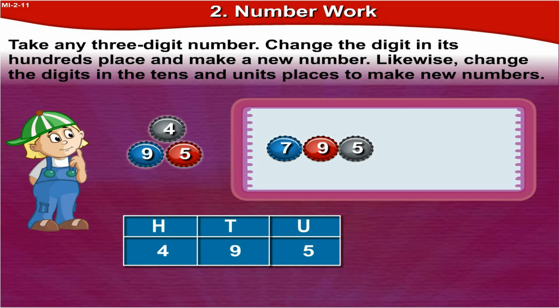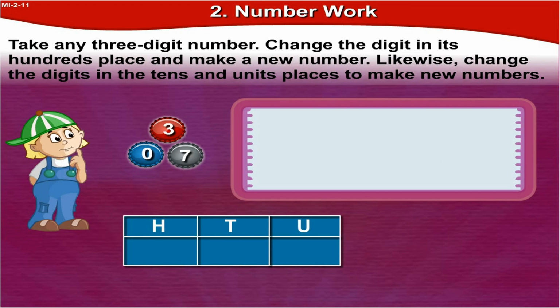Now let us change the digits at the tens place and the units place. First, let us see the original number, that is 495. The digit at tens place is 9 and the digit at units place is 5. Let us replace the digit at tens place by 8 and the digit at units place by 6. Now the new number would have digits 4, 8, 6. That is 486.